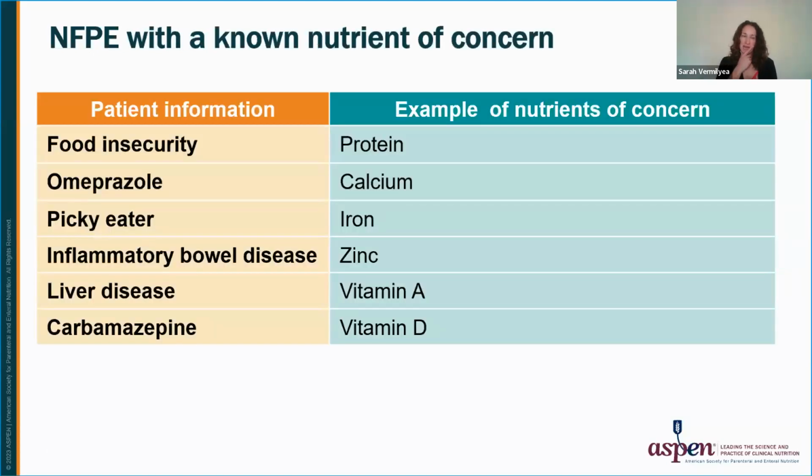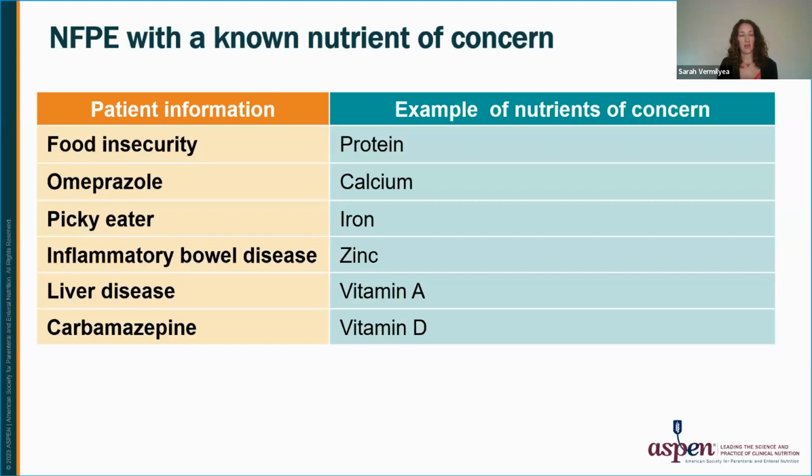On the opposite side, so that was all nutrition-focused physical exam when you're just looking for anything you can find. Doing the NFPE with a known nutrient of concern is a different situation. So it's kind of in addition to that. So perhaps you have a patient with known food insecurity. You can also kind of see their diet is really highly based on carbohydrates. They're not buying eggs, meat, milk. It's not a vegetarian diet. They haven't incorporated lots of beans and legumes into their diet, and you have concerns for protein intake.